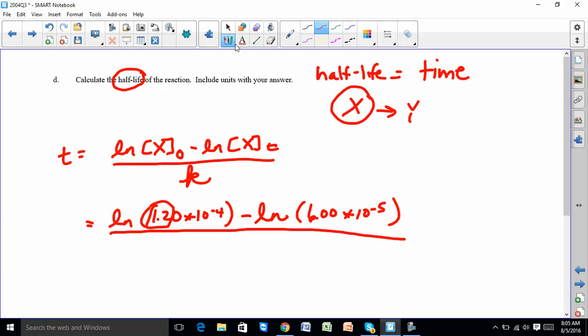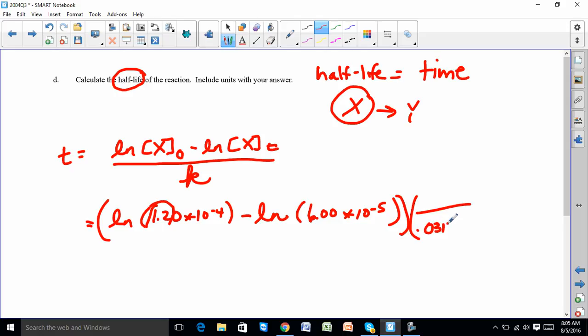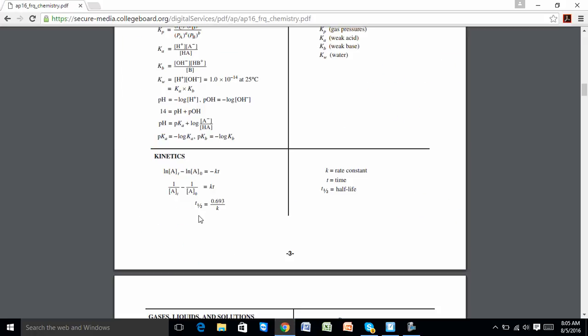Divided by, oops, I'm not going to do divide by. Let me grab my eraser. Hopefully I don't have to rewrite that. Okay, and then we figured out that, again, k was from part B, 0.0313 over minutes. And so if you do that, you will get 22.1 minutes is half-life. Now, if you'll notice on this sheet over here, they also have this word equation, which is t sub 1/2, this one right here.